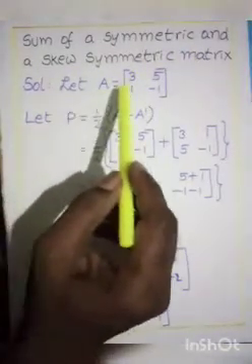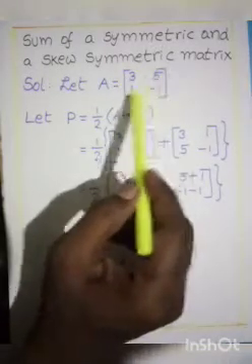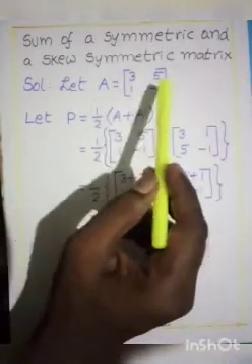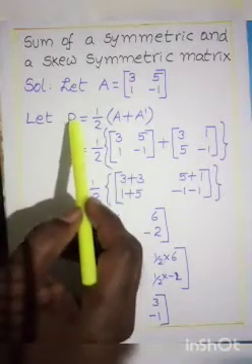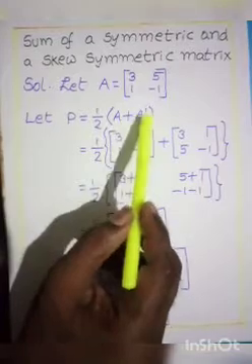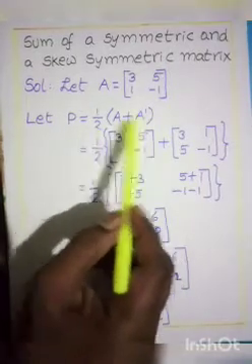So let A be equal to 3, 5, 1, minus 5. Okay, my dear children? Right. Now let us assume that P is equal to 1 by 2 of A plus A dash. We are assuming like this.